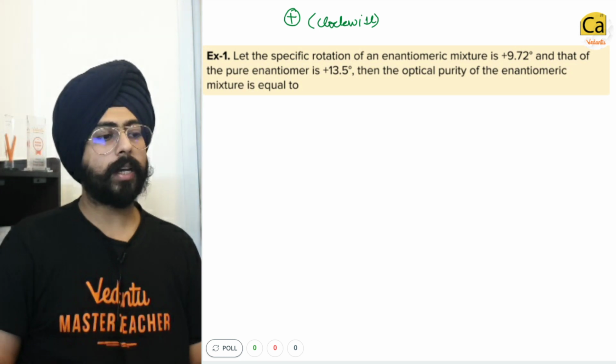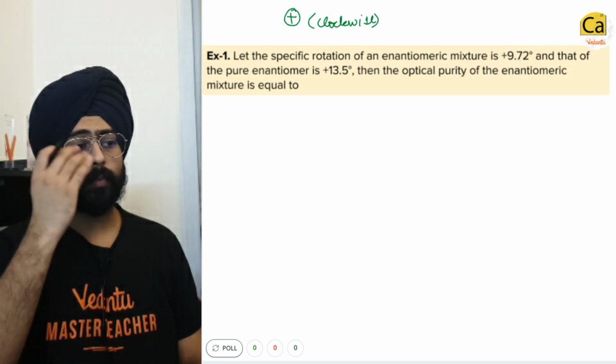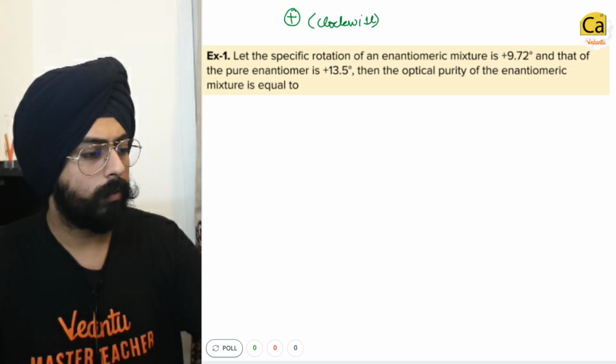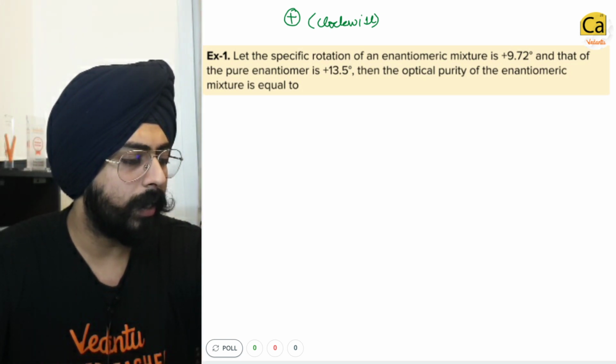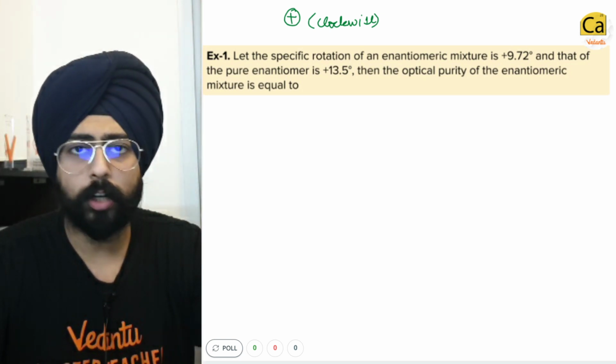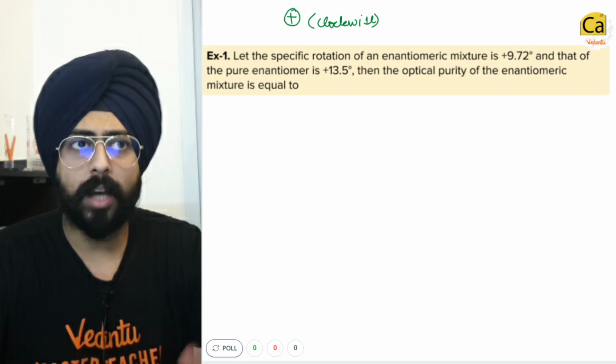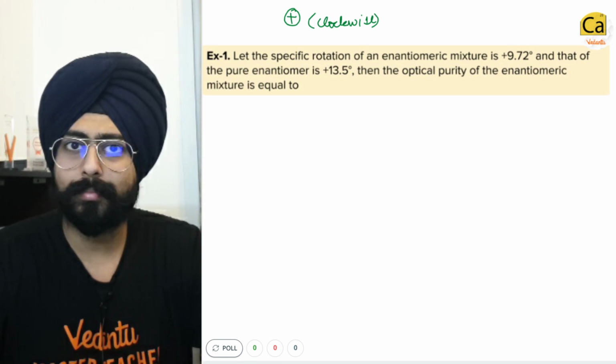Venkat Sriram is asking what's the difference between diastereomers and enantiomers. Diastereomers are not mirror images of each other. Enantiomers are mirror images of each other.